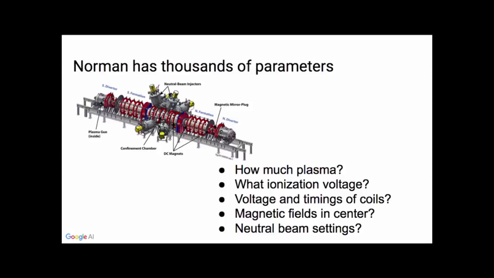Here's a picture of the Norman apparatus. It has thousands of parameters, and they're not well characterized, because the way Norman works is you first inject gas at the two ends, and then you ionize the gas to make a plasma, and then you accelerate the two plasmas from both ends, and so you have to choose how quickly those accelerate. So there's a bunch of magnets that are accelerating the plasma. And once the two plasmas collide, you have to maintain that plasma in the center with a choice of magnetic fields and electric fields. And on top of that, you're shooting that plasma with neutral beams, so neutral beams of hydrogen, and you have to set the parameters of those neutral beams.